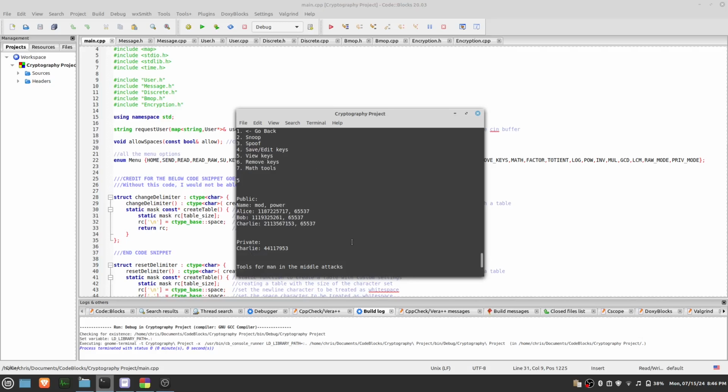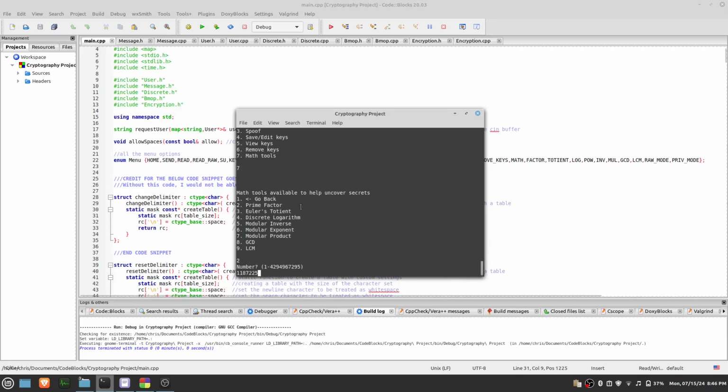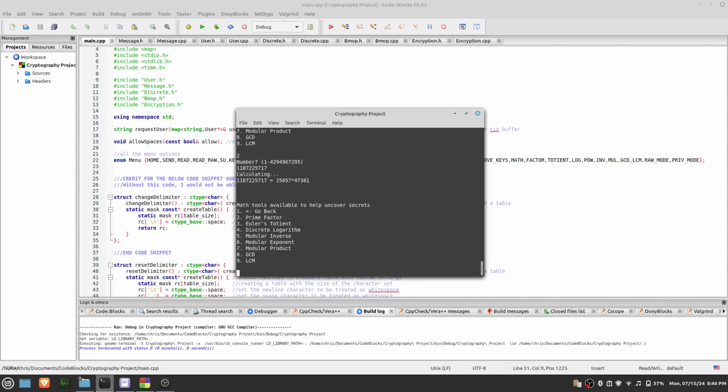But anyways, let's use these math tools. What we're going to want to do is first take the modulo. So whose private key do we want? Do we want Alice or Bob? Eeny meeny, let's say Alice. So we're going to want Alice's private key. First thing we want to do is factor this number. We got prime factor of 118722 5. I wish I could just copy paste this, that would make it a lot easier. All right, and let's factor that.